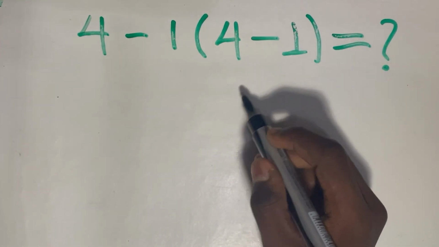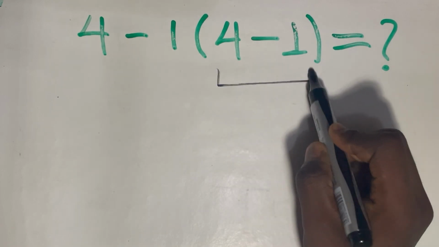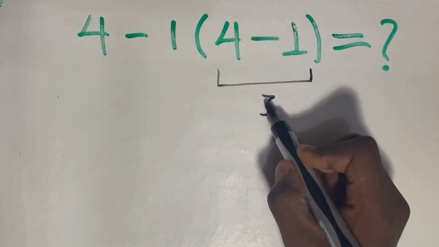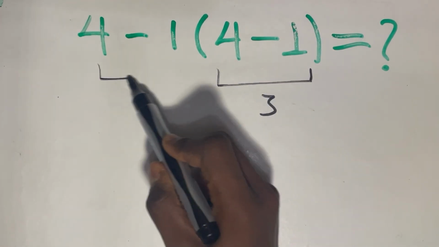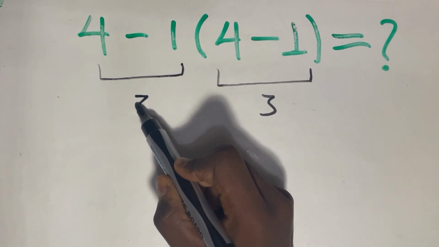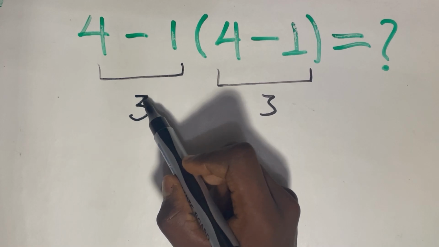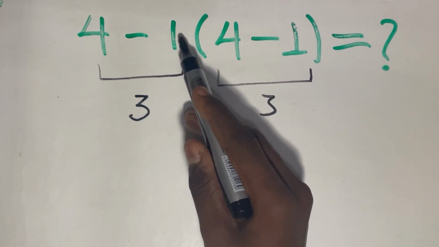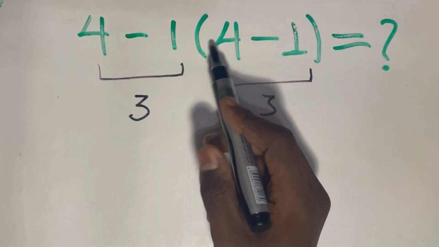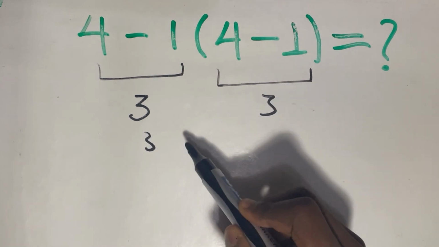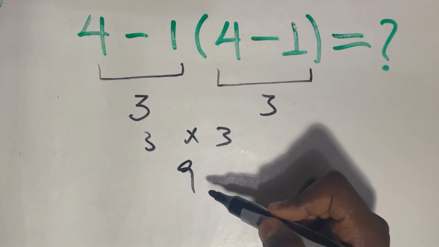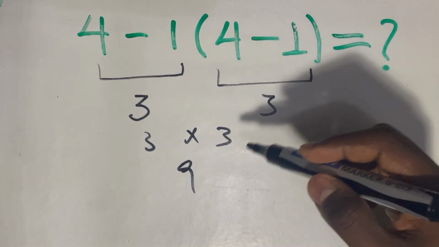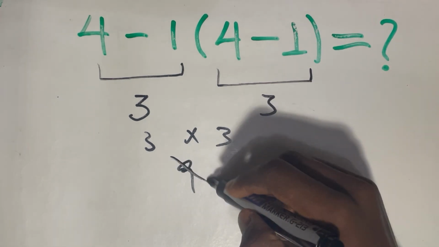4 minus 1 gives us 3. And this 4 minus 1 gives us what? 3. So, since this is multiplication between these, 3 times 3 gives us what? 9. So the correct answer will be 9, right? No.